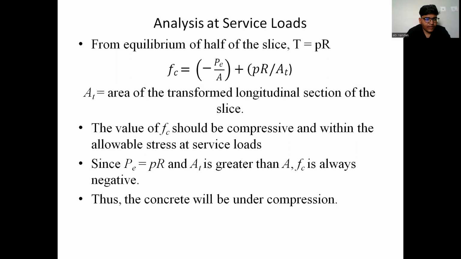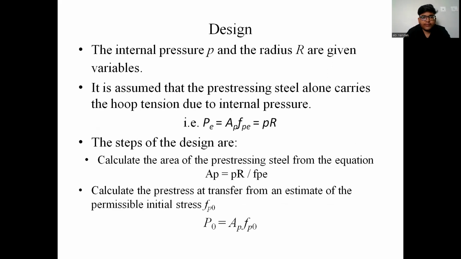Next, we can go with the design part. The internal pressure P and the radius R are the given variables. It is assumed that the pre-stressing steel alone carries the hoop tension due to internal pressure. That is, P is equal to AP FPE equal to PR. There are 4 steps in the design process. We can see them one by one.